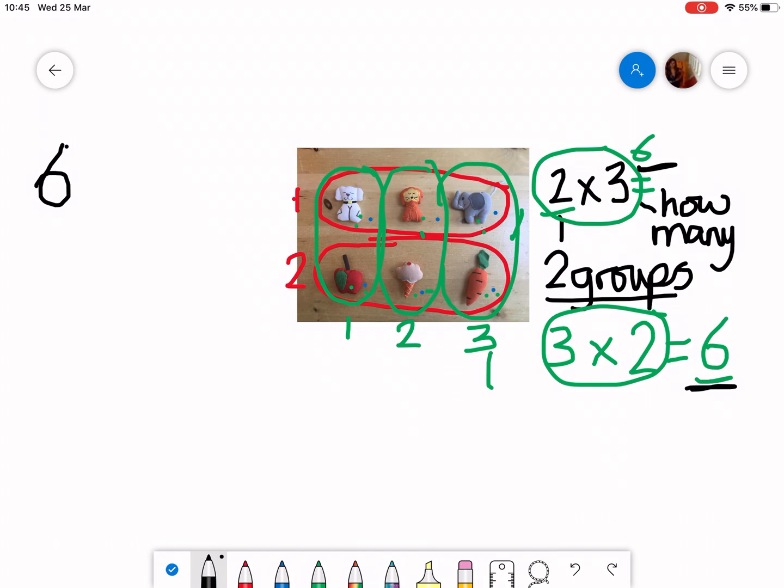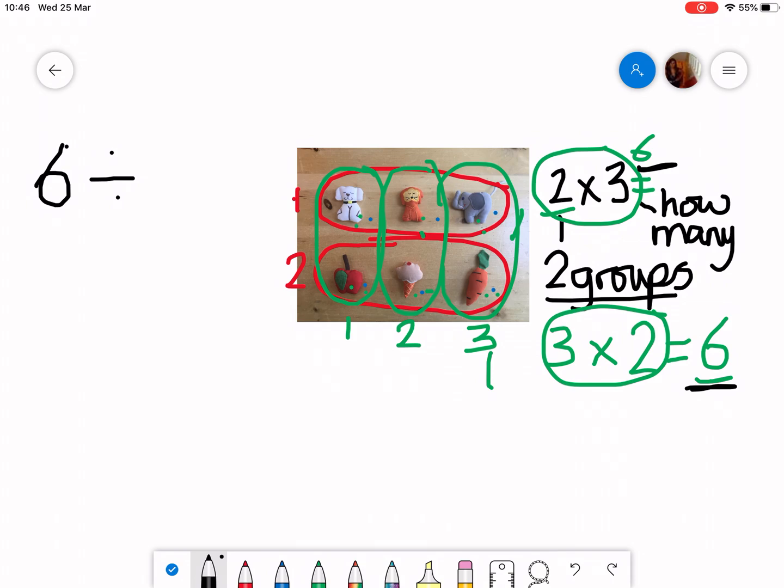Now, remind yourself of what a division sign looks like. A division sign looks like this. It's a line and it's got a dot on the top and a dot on the bottom. So 6 divided by... Now let's have another look at our array. Our array has got 2 rows across of 3 objects. So if you look at the red circles that I drew, we have 2 groups of 3 objects.